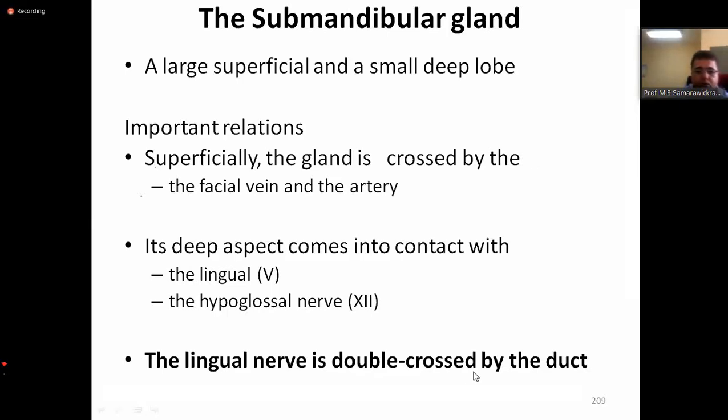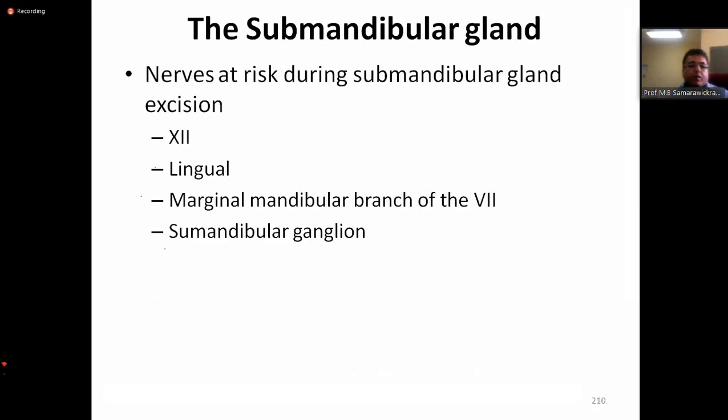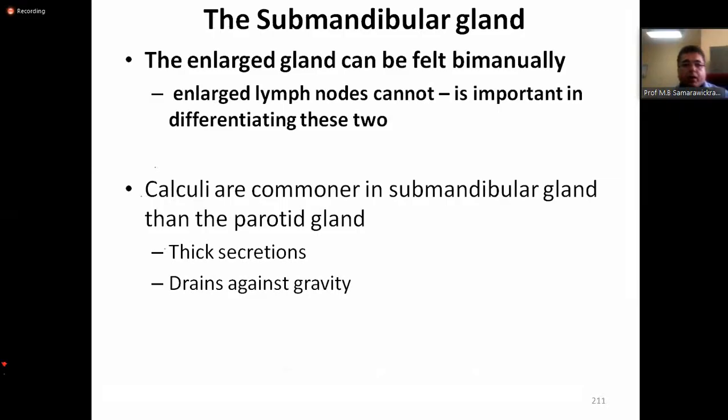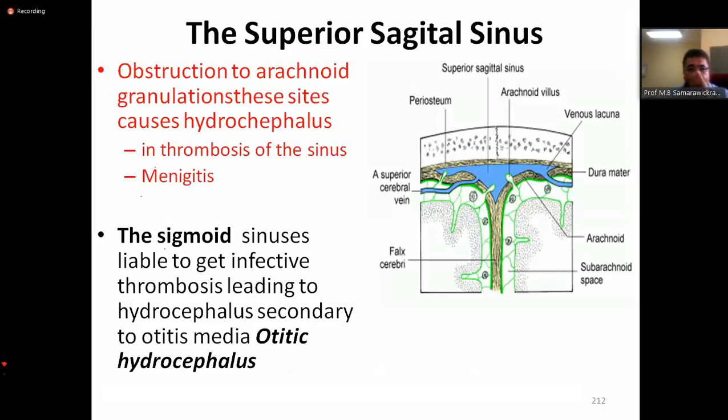Right. So this you have to know. You might have to show this in viva. Sometimes they will ask to show how the lingual nerve crosses the submandibular duct. So it crosses laterally and again medially. Right. Okay. And calculi are commoner in the submandibular gland than the parotid gland due to thick secretion and because it drains against gravity.